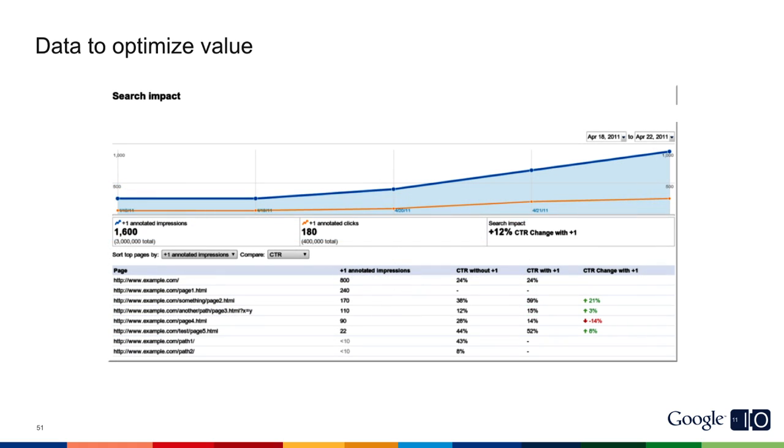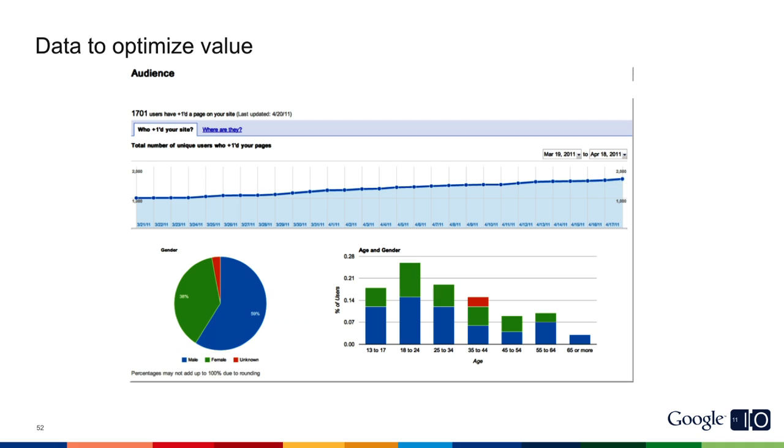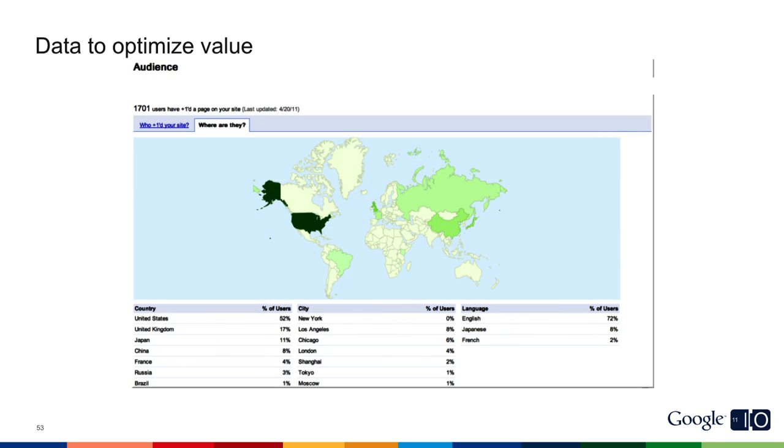Search impact. This is going to tell you the difference in click-through rate for annotated results and non-annotated results. So you'll really be able to see the power and value of the +1 button on your site. We'd also like to provide anonymized user data, such as unique users and geo, where in the world these +1s are coming from.